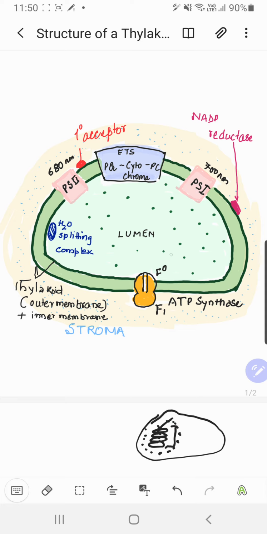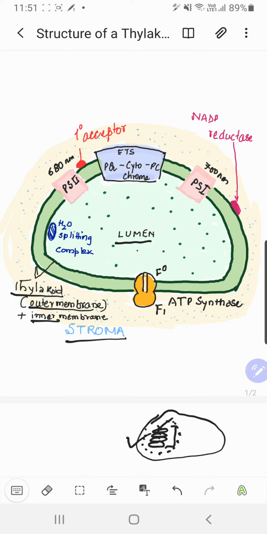So this is what I have drawn here, a single double membranous thylakoid, with an outer and inner membrane. The role of outer and inner membrane is very specific. That's why we always label them specially. A single thylakoid has an outer membrane and an inner membrane, right? Surrounding this shading is stroma, and in the center of the thylakoid is lumen. That space is known as lumen.